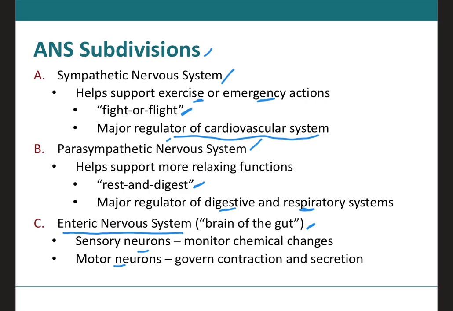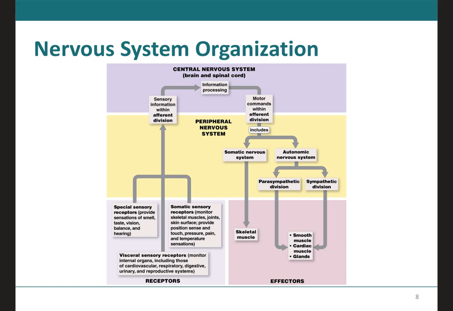So sensory neurons of the enteric nervous system monitor the chemical changes within the GI tract, as well as the stretching of the walls. And the motor neurons of the enteric nervous system govern the contraction of the GI tract smooth muscle that helps to propel the food through the GI tract. These neurons also control the secretions of the GI tract organs, such as the acid from the stomach or the endocrine cells, which secrete hormones. And like the other two main subdivisions, the sympathetic and the parasympathetic nervous system, the enteric nervous system is also involuntary.